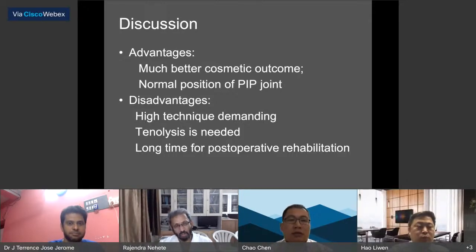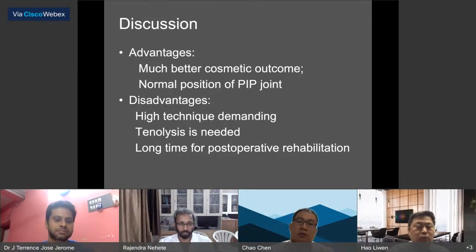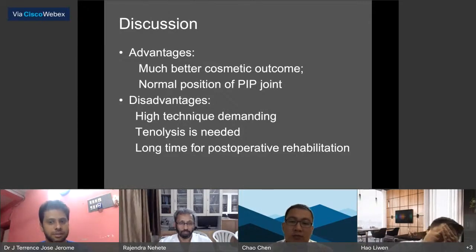But the disadvantages, first, it is highly technically demanding, and mostly tenolysis is needed because we cannot do early post-operative range of motion exercise, and thus post-operative rehabilitation needs a long period.